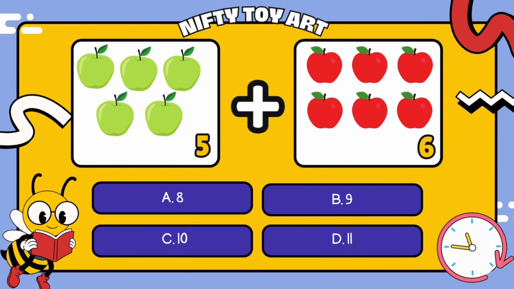I have 5 apple plus 7 apple. How many fruits do I have? That's right, 11 fruits.